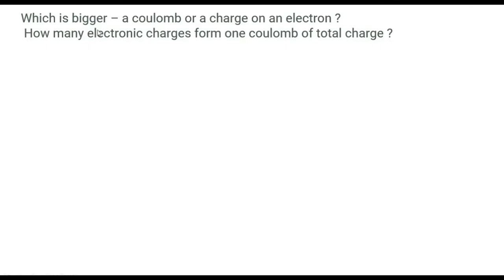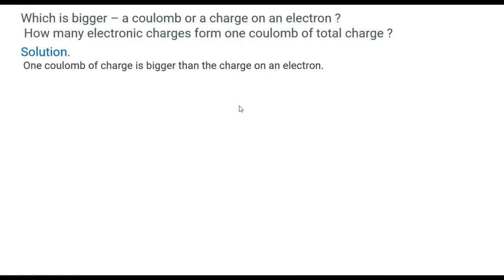The question says, which is bigger, a coulomb or a charge on an electron? And how many electronic charges form 1 coulomb of a total charge? So the answer for this question will be the obvious, that 1 coulomb of charge is bigger than the charge on an electron. Let us see how it is.